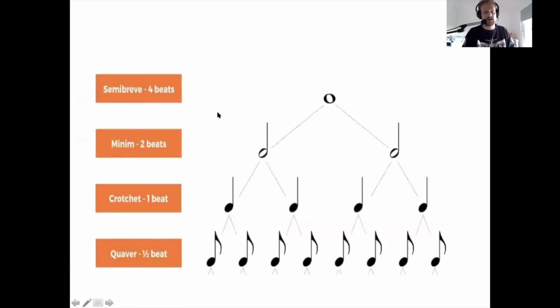So let's just recap. Remember the semibreve is worth 4 beats on its own. Then the minim is worth 2 beats, so you're going to need 2 of them to fill up to 4 beats. Crotchet is worth 1 beat, so you're going to need 4 of them to fill up 4 beats. And then the quaver is only worth half a beat, so you're going to need 8 in total to make a bar. So let's see how this works in practice, and we'll talk about how we count half beats also.